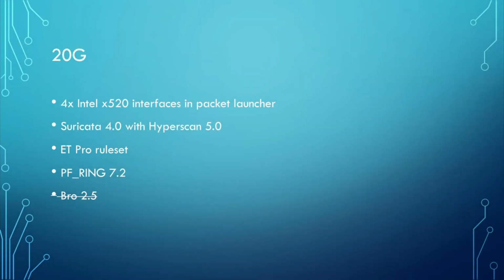So the setup for 20 gigs that I have is now 4 of the Intel X520 10 gig cards. Suricata 4, I didn't get a chance to go up to 4.1 yet, sorry Victor, but still running Hyperscan 5, and then ET Pro running on PF-Ring 7.2, and with Bro 2.5. So I turned it on, I set it to 20 gigs, the traffic starts flowing, everything's going great, and in 2 minutes the sensor is out of memory. And the OOM killer is running around whacking processes left and right.